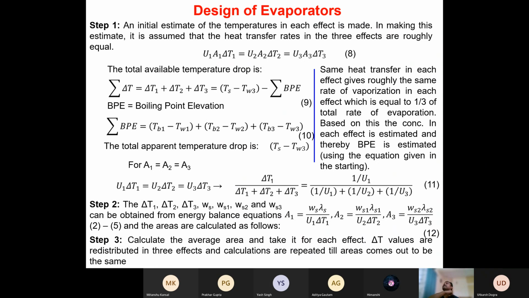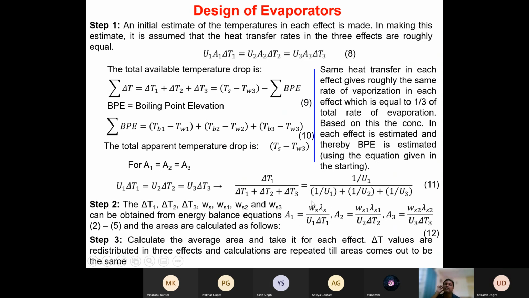So if you don't get the areas same, that means this assumption that your heat transfer in all three effects is same is not correct. So you can revisit this assumption by varying delta T1 a little bit. For instance, if A1 is higher, you want to reduce A1, which means you will increase delta T1. So you will rearrange delta T1, delta T2, delta T3 within the total value of delta T such that your areas match.